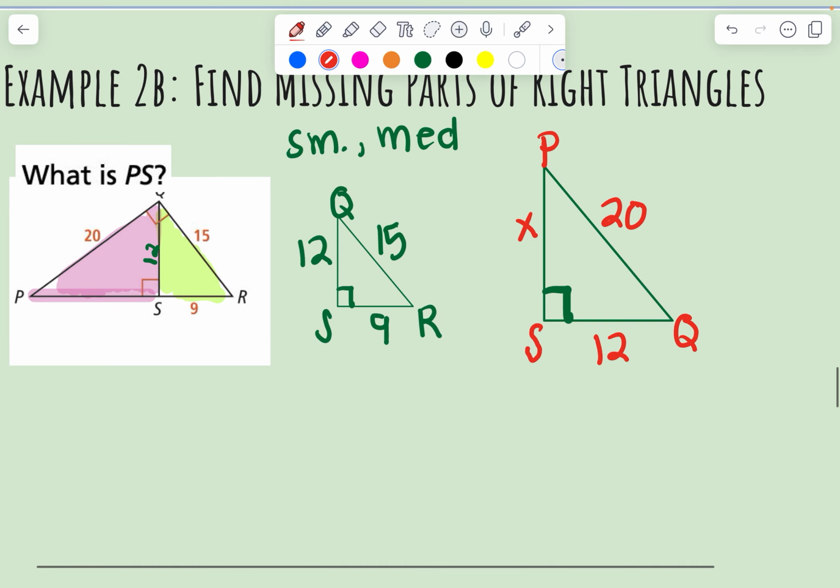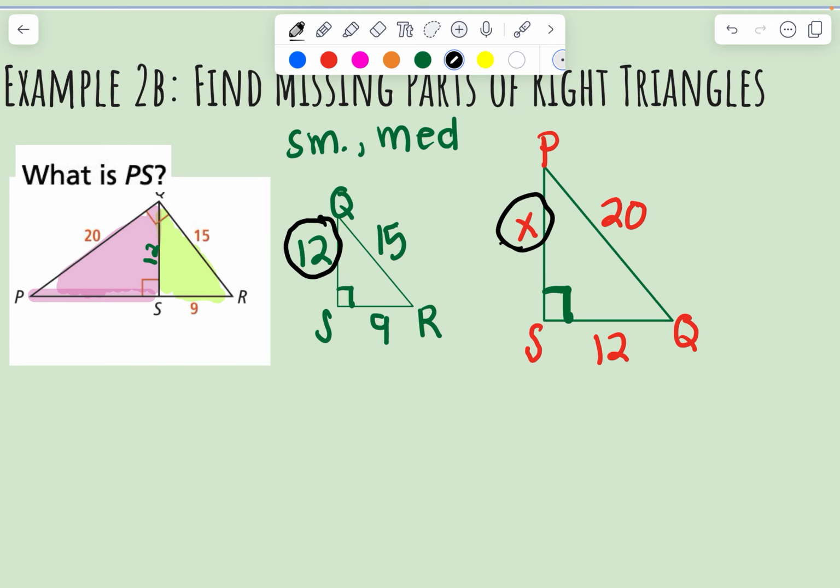So there's a couple different ways we can set this up. 12 and X are corresponding. So I'm going to do 12 over X equals. For the second part, it's up to you. You could say 15 over 20, or you could say 9 over 12. It really doesn't matter. I'm going to do 15 over 20.